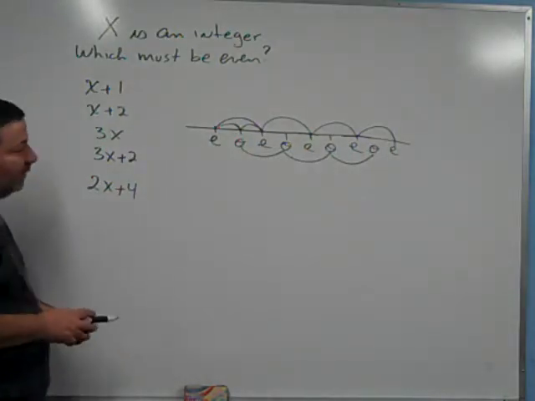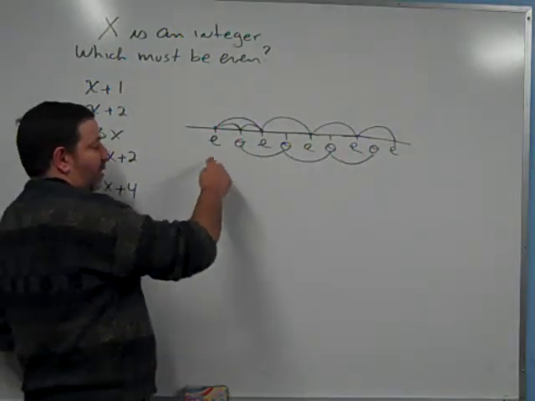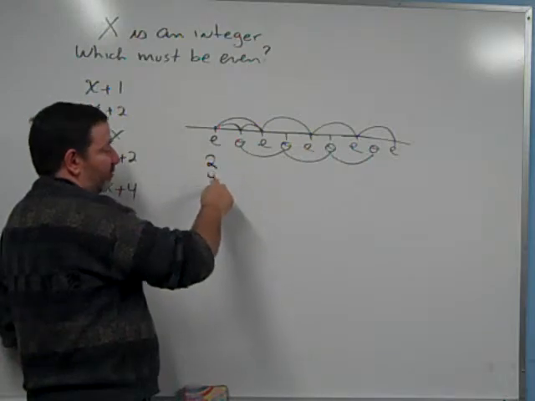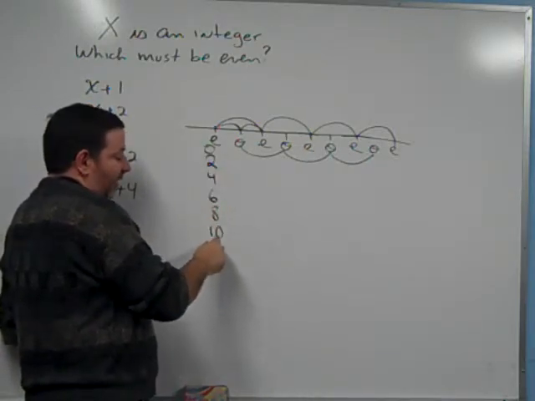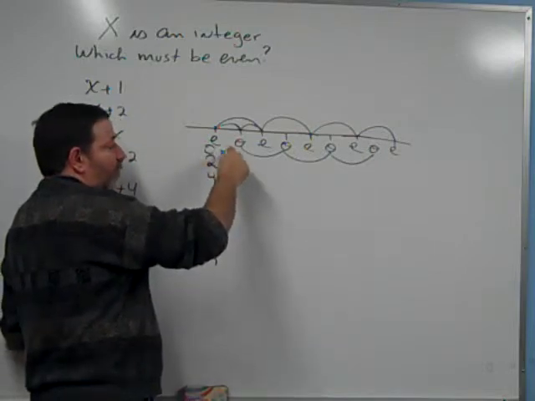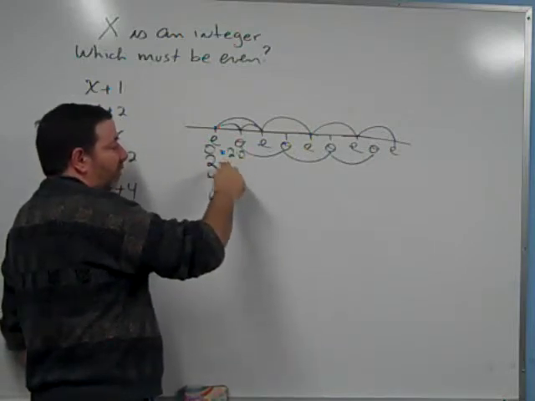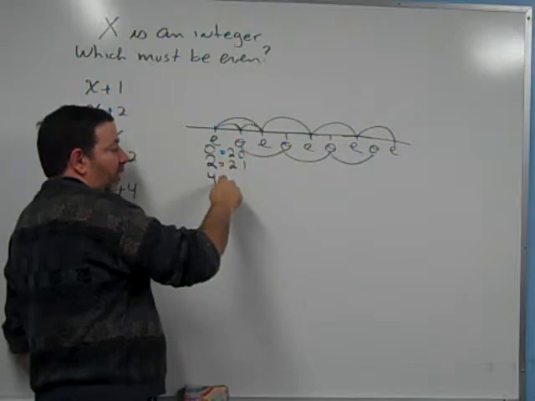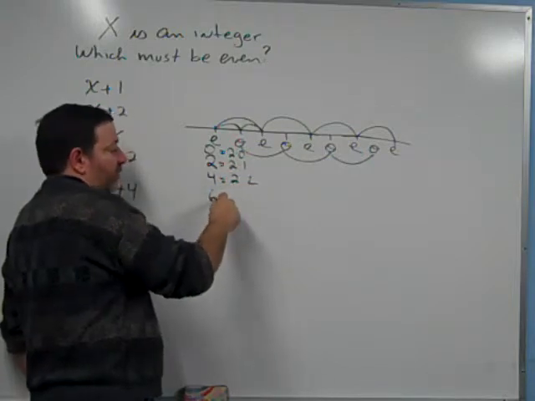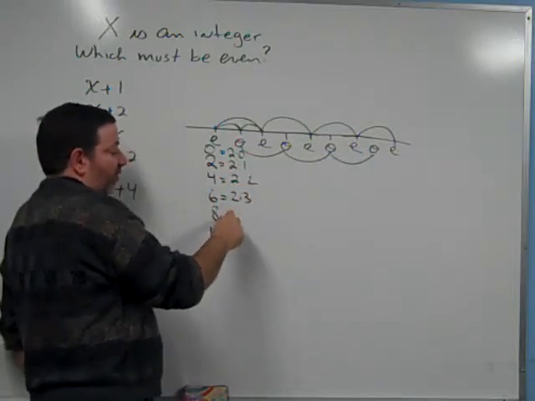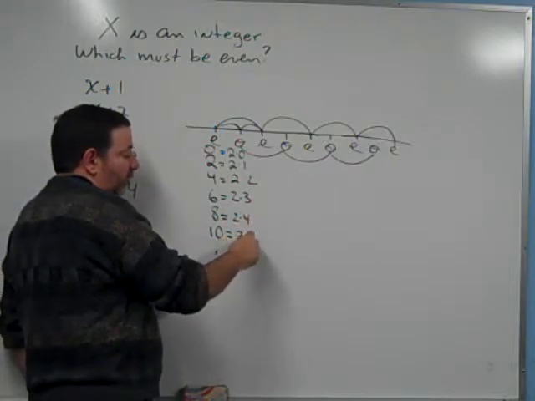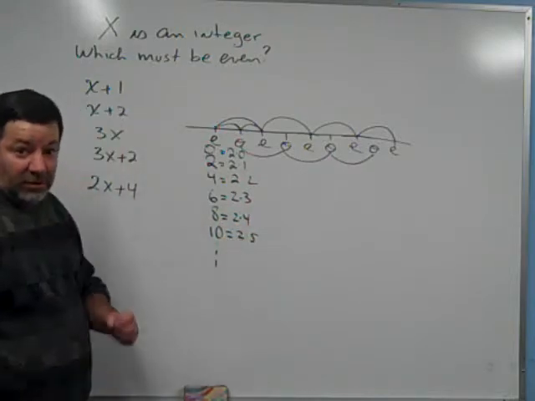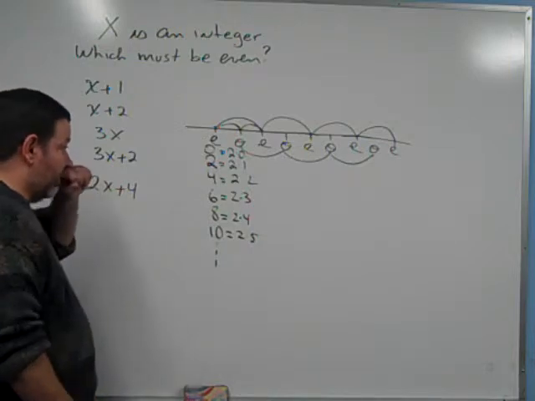Now, what are the even numbers? The even numbers are actually 0, 2, 4, 6, 8, 10, etc. And they're all multiples of 2. 2 times 1, 2 times 2, 2 times 3, 2 times 4, 2 times 5, etc. They're all multiples of 2.